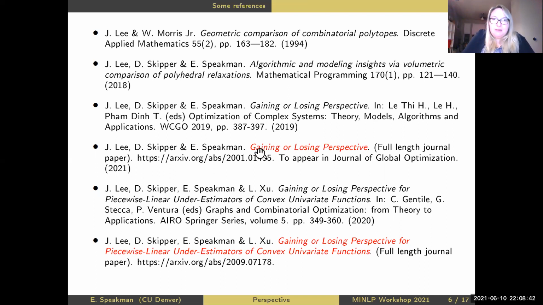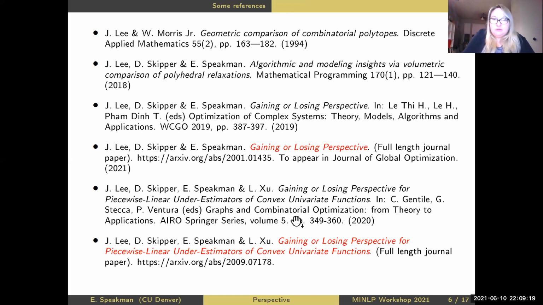So in this paper, Gaining or Losing Perspective, which will be appearing in JOGO soon, we look at computing the volume of those two relaxations I just described, the naive relaxation and the perspective reformulation. And for a special set of functions, for power functions, as it turns out, there is a whole family of natural relaxations between that naive relaxation and the perspective relaxation. And in this paper, we compute the volume of those and compare them and do some computational experiments.